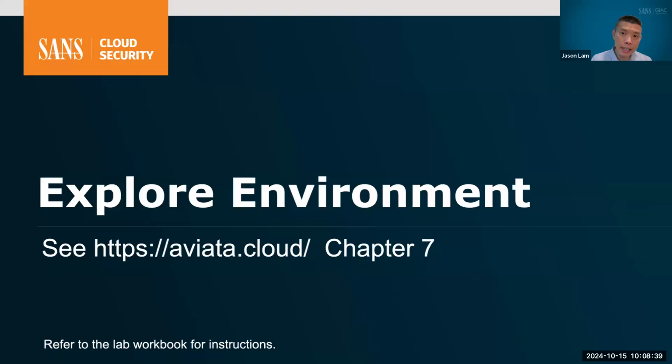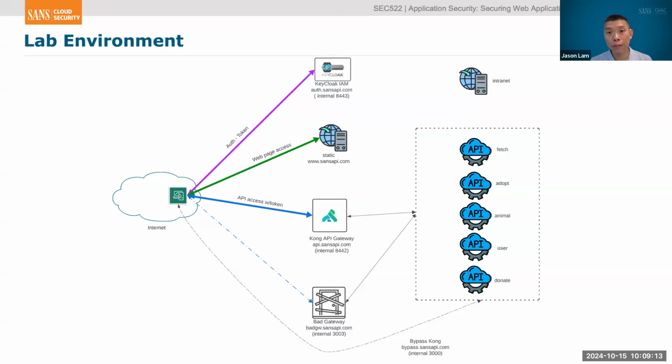Now, if I can point your attention over to lab 1, okay? Lab 1 is going to be using this URL. The instructions are going to be at aviata.cloud. If you go over there and select chapter 7, that's where you will find the instructions for lab 1, okay? But before I flip over to walk you through that, what we have set up for you today basically looks like this, okay?